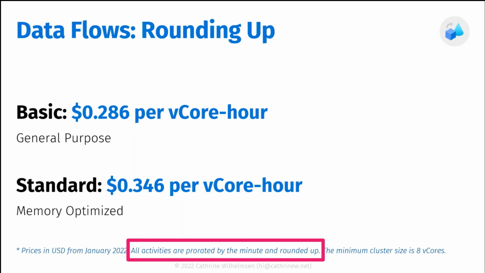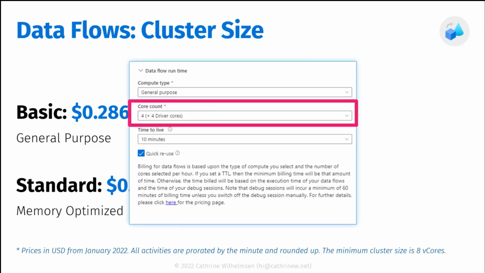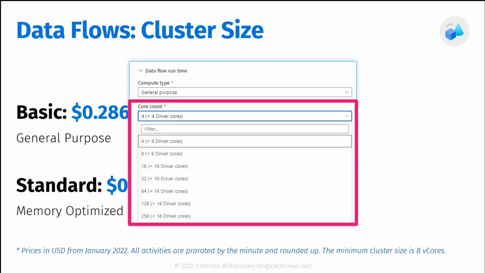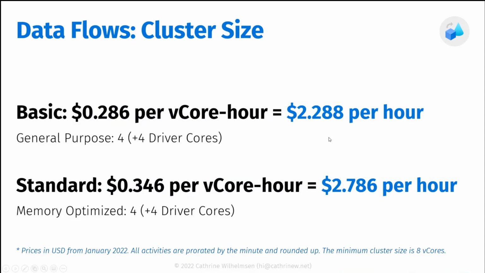And there's one more thing to know about the data flows, and that is that the minimum cluster size is 8 vCores. So while the price that you see here now is listed per vCore hour, when we create these data flow runtimes, the minimum that we can choose is 4 plus 4, 8 vCores, or we can scale it up to 256 plus 16. So instead of looking at the cost per vCore hour, we have to multiply that with the number of cores that we're actually using, and we can see that the real cost is a little over $2 per hour.